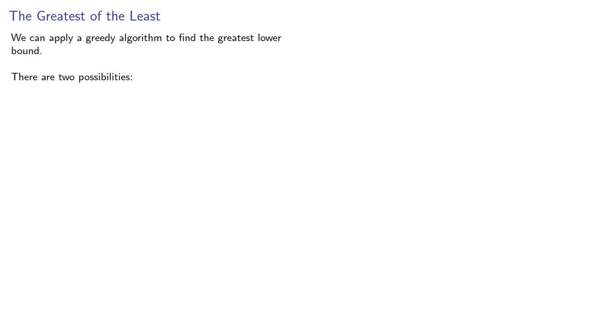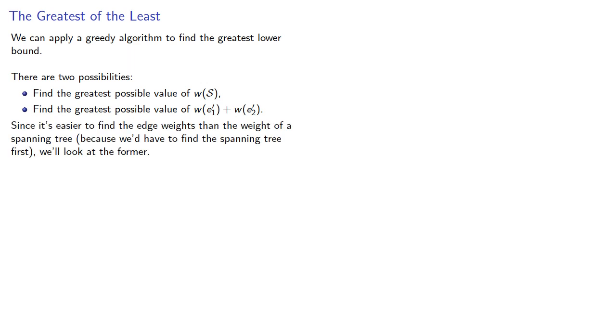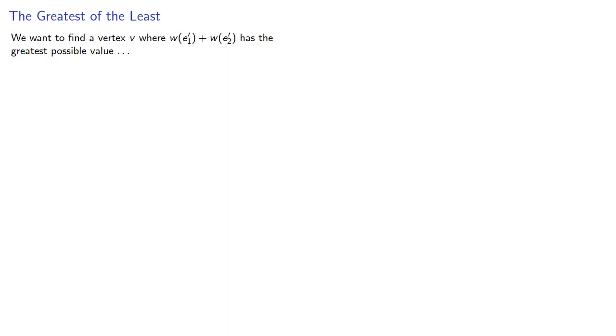There are two possibilities. We could either find the greatest possible value of the weight of the spanning tree, or we could find the greatest possible value of the sum of the edges. Since it's easier to find the edge weights than the weight of a spanning tree, because we'd have to find the spanning tree first, we'll look at the former. So what that means is we want to find a vertex V where the sum of the edge weights has the greatest possible value, where the edges themselves are the edges of least weight adjacent to V.